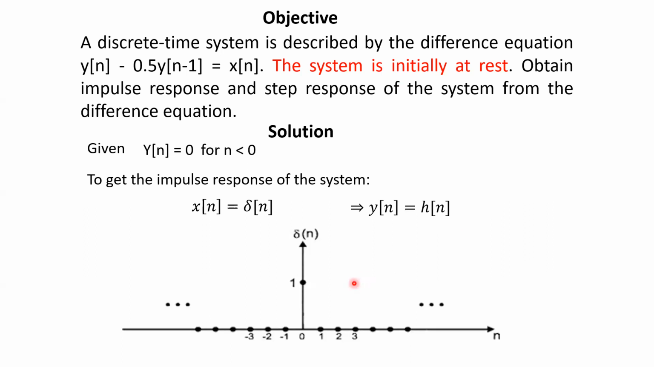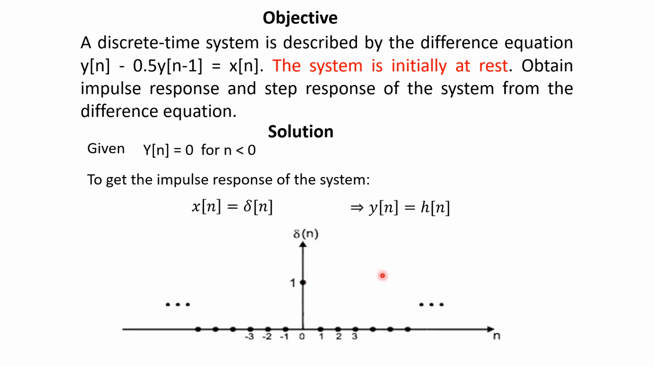Here we have the plot for delta[n]. You must be aware that delta[n] mathematically equals 1 when n equals 0, and for all the other values of n, it is 0. So here we can show all 0 samples, and at n equals 0, the delta function takes a unity value.